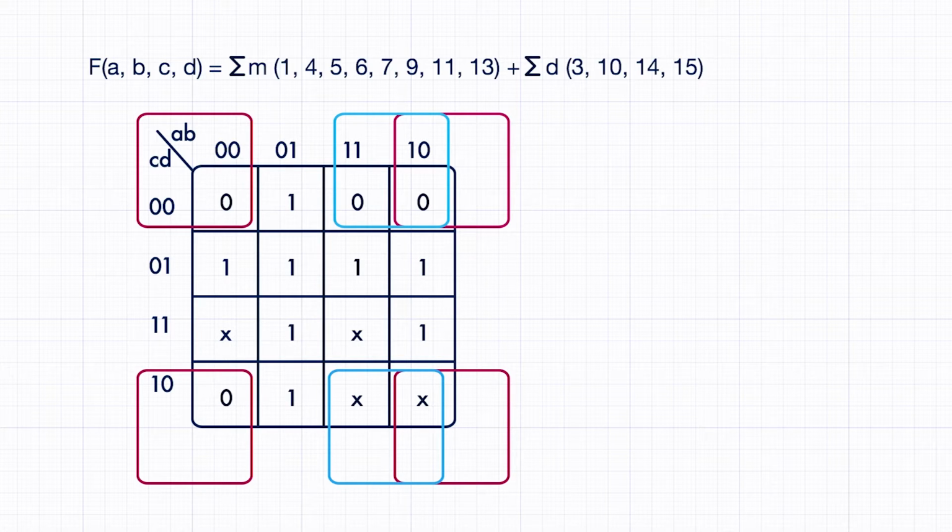For example, in the red rectangle, A is changed, C is changed, but B equals 0 and D equals 0. So we write down the representation in POS form as B plus D. In a similar way, we can get the final answer for the blue rectangle, which is A bar plus D.